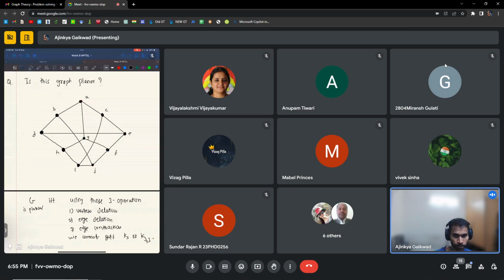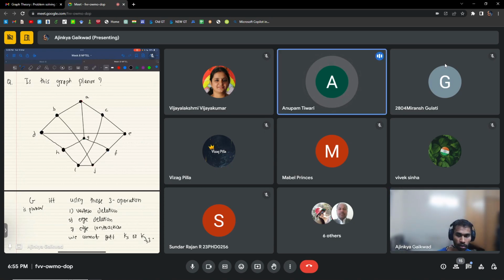Given a graph G, the graph is planar if and only if the following statement is true. Using these three operations on the graph, not once, you can use them as many times as you want: vertex deletion, edge deletion, and edge contraction. You can use these three operations in any order, any number of times. If you can obtain K5 or K3,3, then the graph is not planar. And if you cannot obtain K5 or K3,3, then it is planar, right?